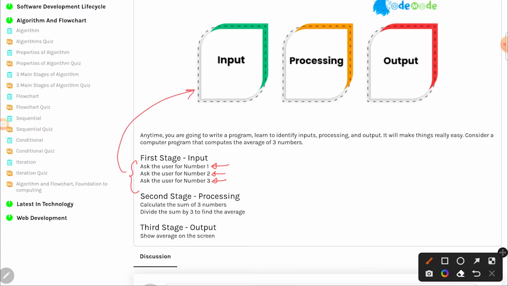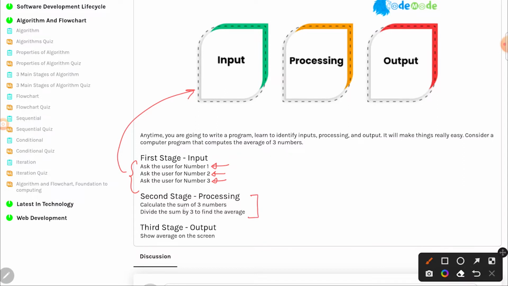We got it. For our algorithm to work, we need these 3 numbers, because we are saying find the average of 3 numbers. So where will the 3 numbers come from? Those are the inputs to the algorithm. Then the next step is what we call processing. It will have primarily 2 steps.